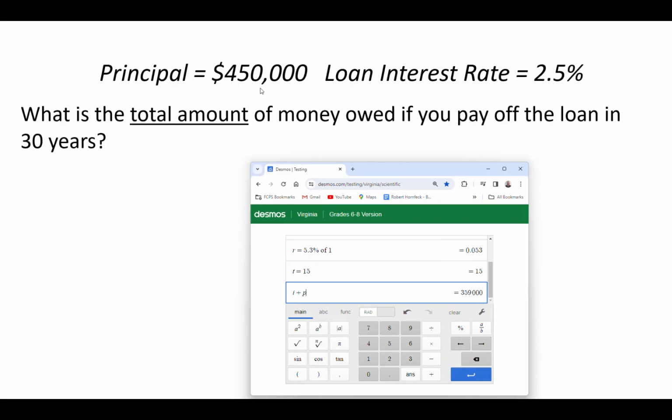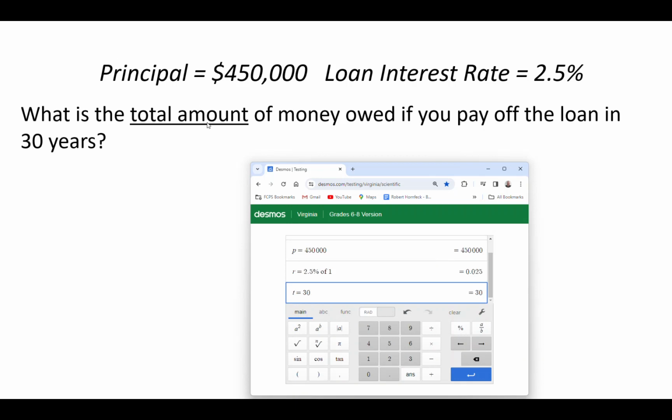So we have a $450,000 loan, and here's the interest rate, a pretty good interest rate, but you're paying it off in 30 years. Let's see here. We've got I equals PRT. I'm going to go ahead and say my principal is $450,000. My rate R, I'm going to do that trick, 2.5% of 1, and it automatically slides the decimal over for you. And then my time is 30.